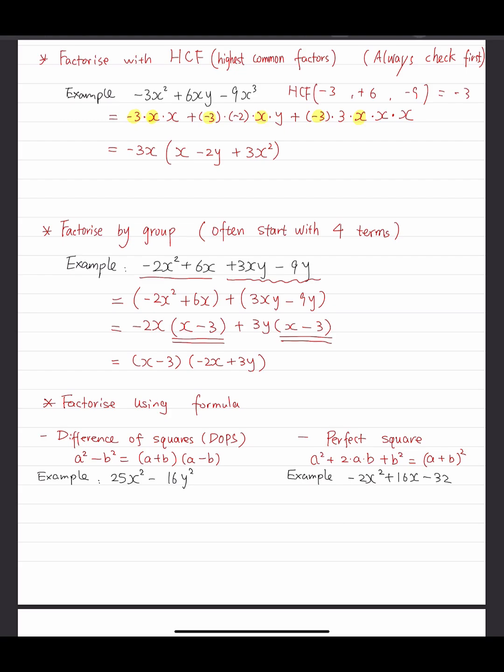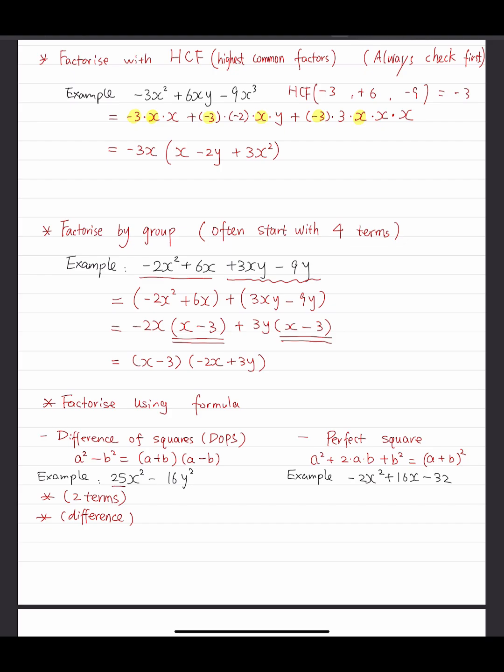In order to carry out this method, there are two critical things we need to look for in our question. Firstly, it should have only two terms. Only two terms for this one to work. And secondly, between the square terms, there must be a minus, so we can say you are finding a difference, okay? Otherwise, you cannot use the DOPS method.